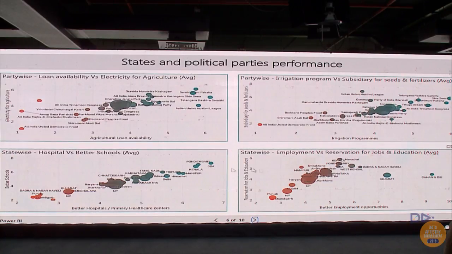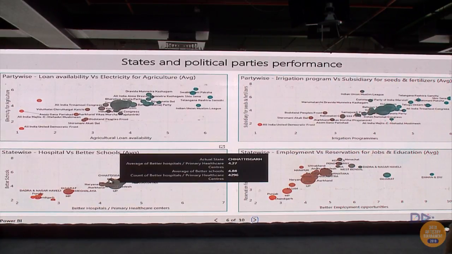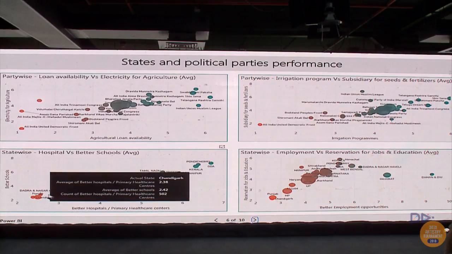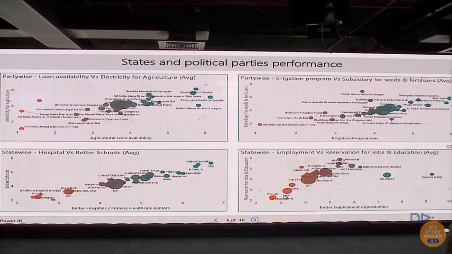Another thing to notice is that Bihar is said to be the least literate state with 63%, but it seems like Bihar is getting better schools according to the people, and it is not in the bottom part. And as we saw before, Punjab is in the bottom in both cases. And Gujarat seems to be performing better on employment, but they are lagging behind in better hospitality and schools.